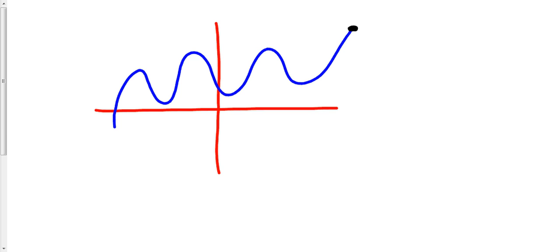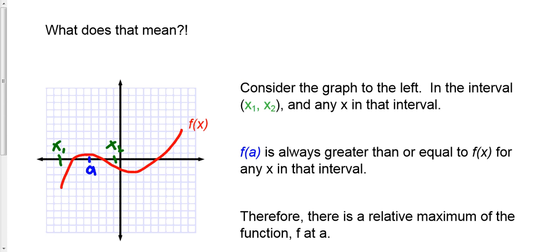Is there an x2? No. So can I call it a relative maximum? No. Same with this one right here, right? There's an x2. There's an x value that's greater than this x. But is there an x1 with a value lower than it? So I can't call it a relative minimum either. Okay? Okay, good.